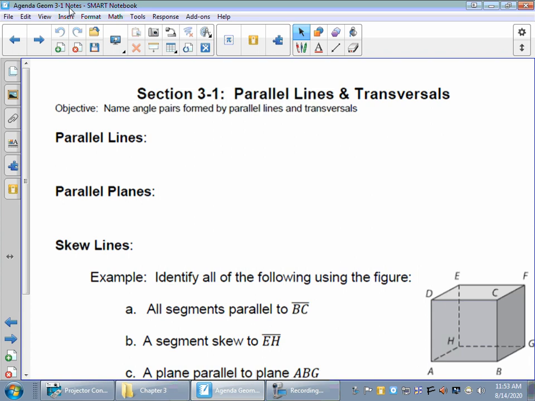So a bunch of different angle pairs. The two different angles will have certain relationships based on parallel lines and transversals. Well, the easiest way to start is by what are parallel lines and what are transversals. So let's start with parallel lines first.